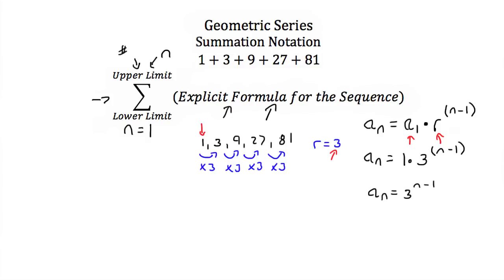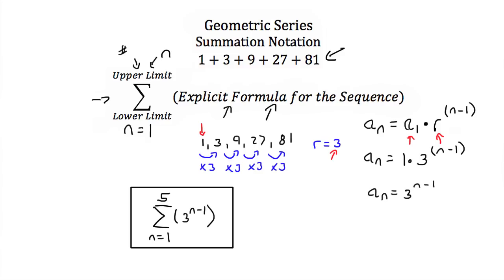So the summation of this example series would look like the summation. My upper limit is the maximum value of n, which in this case, there's 5 terms, so this would be 5. We're going to start with the first term when n is equal to 1. And then at the end here, we have our formula, 3 to the n minus 1 power. So this would be the geometric series 1, 3, 9, 27, 81 written in summation notation.